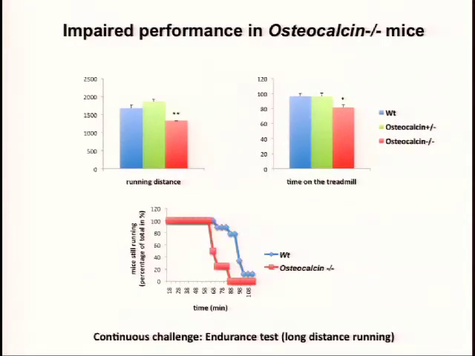Putting the mice on the treadmill at a constant speed, you can see that the distance run is decreased 30% in this experiment, and you will see another one where it is decreased 50%. The time on the treadmill is decreased, and if we quantify, the curve is shifted to the left, indicating that in fact the mice cannot run, or at least they don't have the muscle to run as well as wild-type mice. So there is a functional consequence of this decrease in muscle mass.